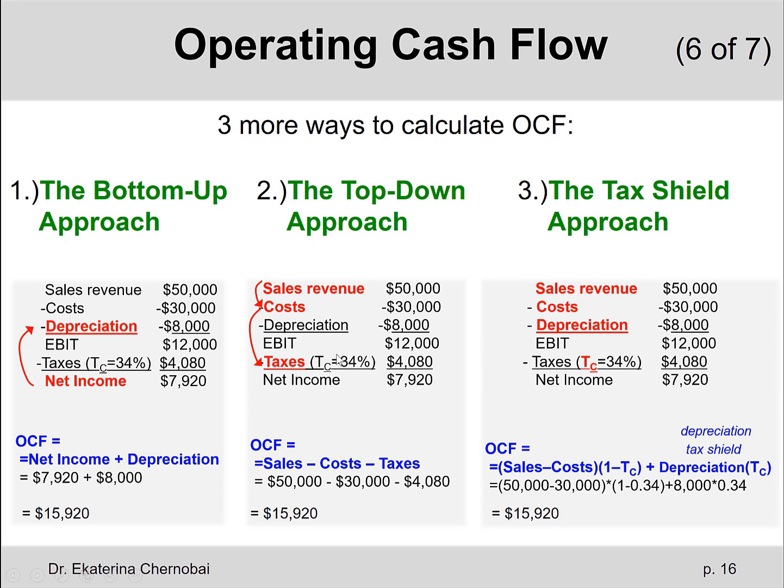And then after this kind of discussion, the class sort of agrees with me that the tax shield approach seems to be the easiest one to use. Or at least there are no preliminary calculations you need to do first. Because typically the sales revenue is given, the production costs are given, and the depreciation is given. You don't need to calculate anything first before you use this OCF formula.